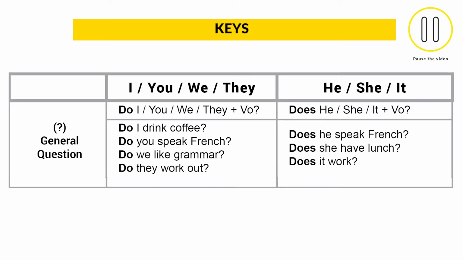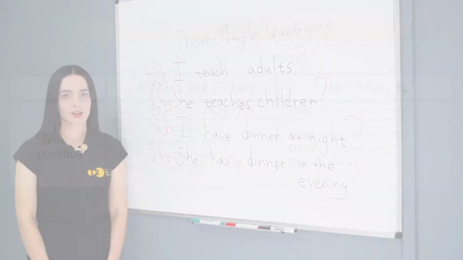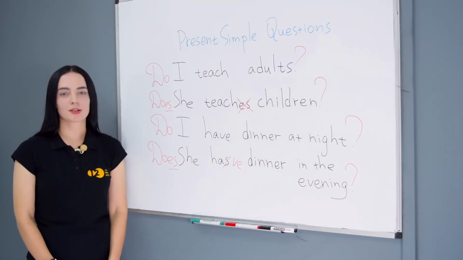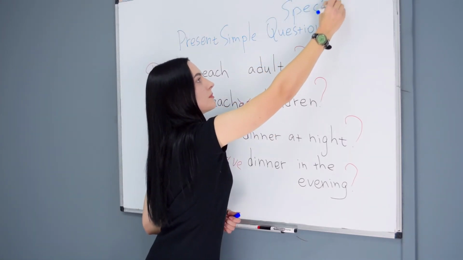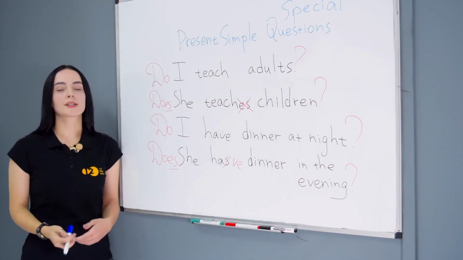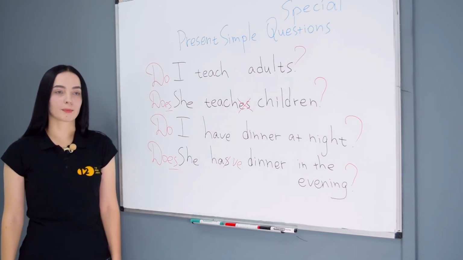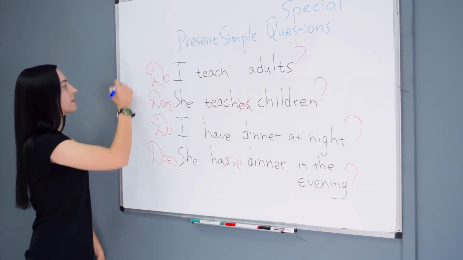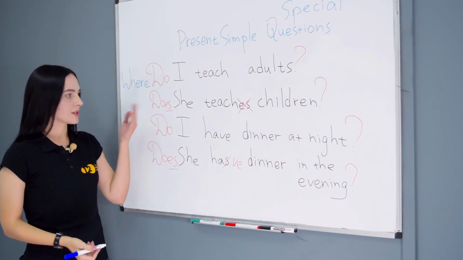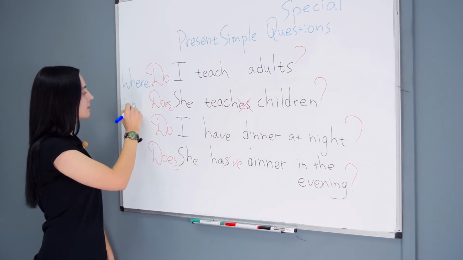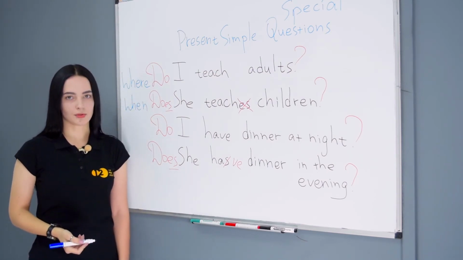Keys. So, on these questions we can answer yes or no, but we also have special questions. Special questions require some specific information. For example, do I teach adults? Where do I teach adults? Does she teach children? When does she teach children?